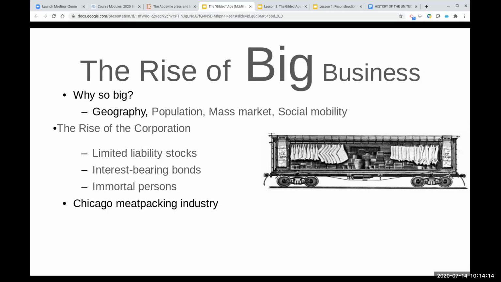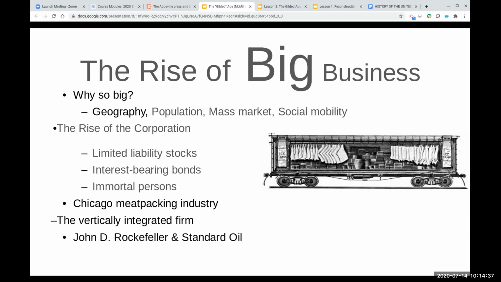This is something which you can research more about. I can't go too much into it. This is a fascinating aspect of the history of corporations, but it gives you a sense of why corporations are so big and why the US starts to grow so wealthy so fast, because of the innovation of how corporations operate and because of the big business, geography, population, mass market, and social mobility.